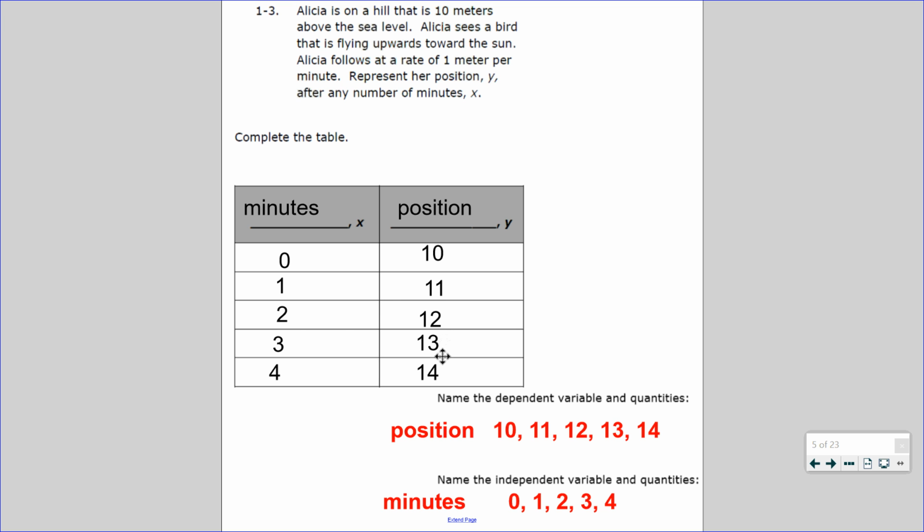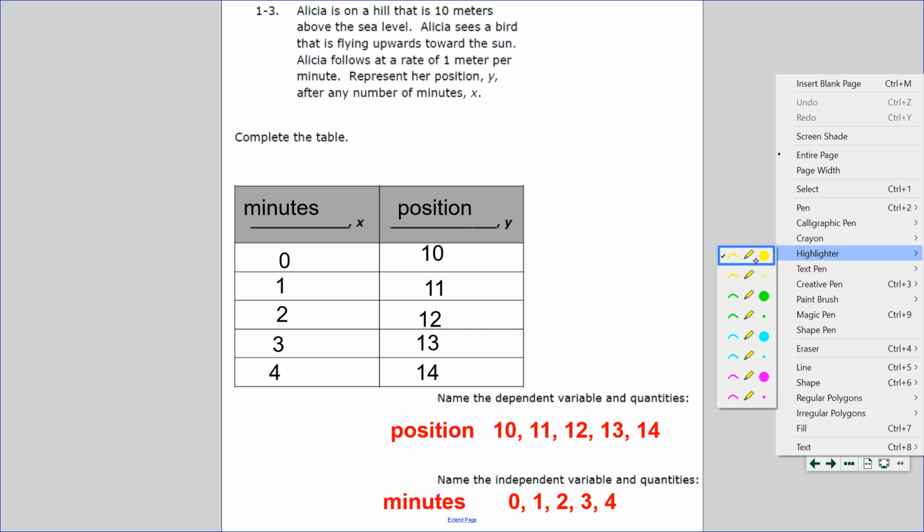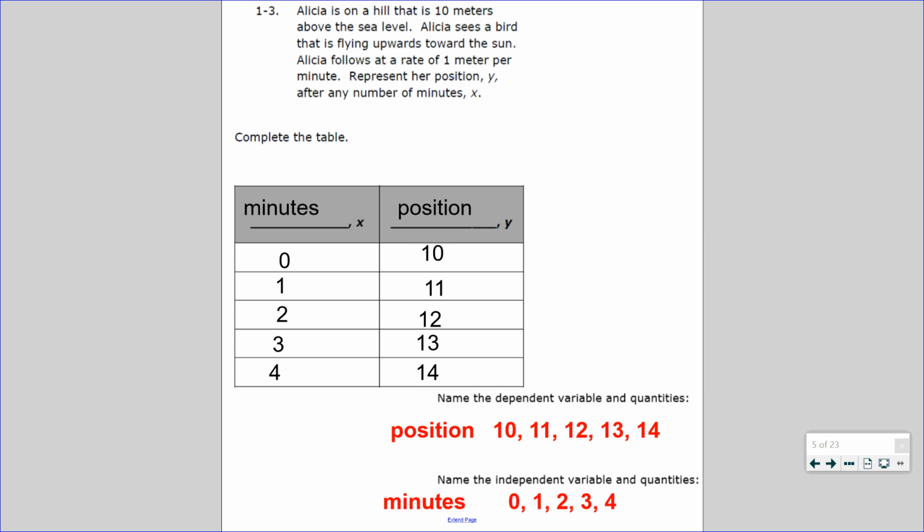So which side is the independent and dependent? If you remember the poster or know anything about dependent and independent, there are many ways to describe it. Her position depends on how many minutes. That's why this is the dependent. The y-axis is always the dependent. The x-axis is always the independent.